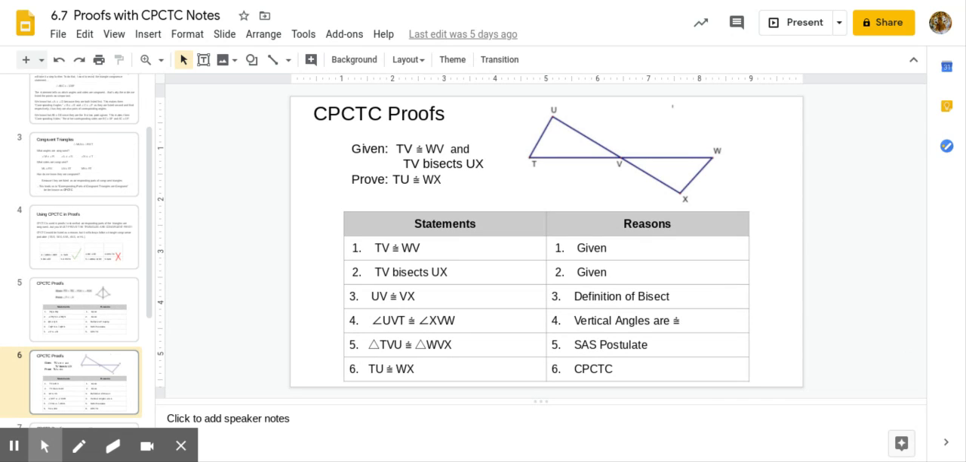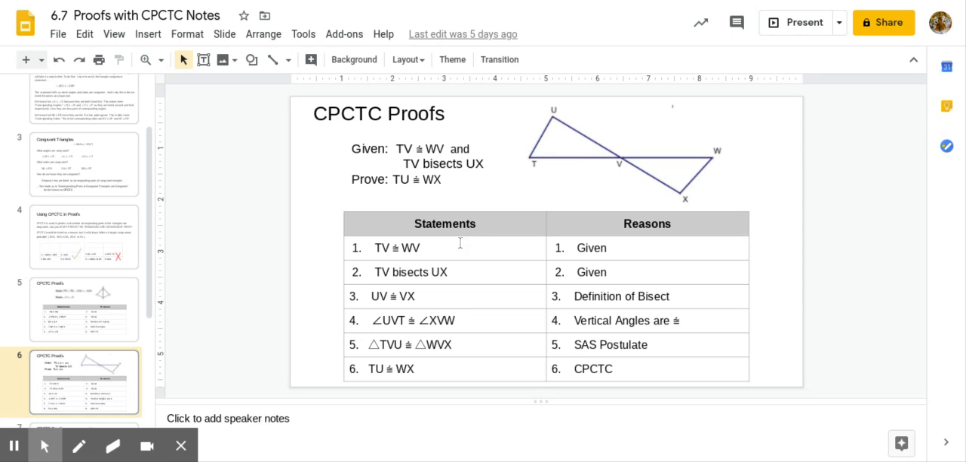Here we have another one. This one doesn't have any markings on it. So we're just going to go up here and use our statements. TV, right here, is congruent to WV, right here. And that's a given, so we would maybe put little tick marks on there.